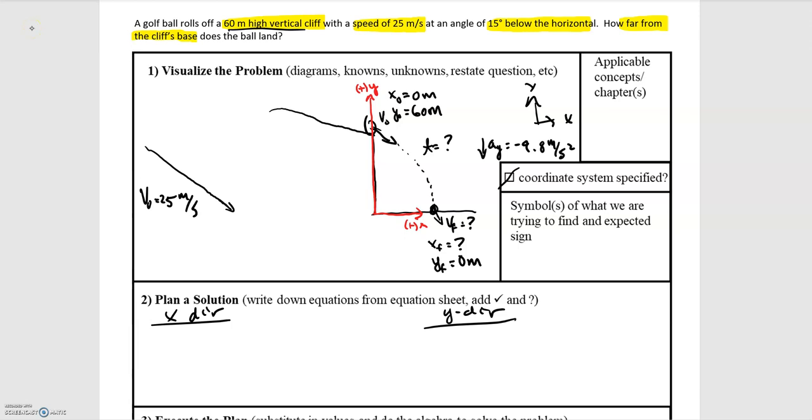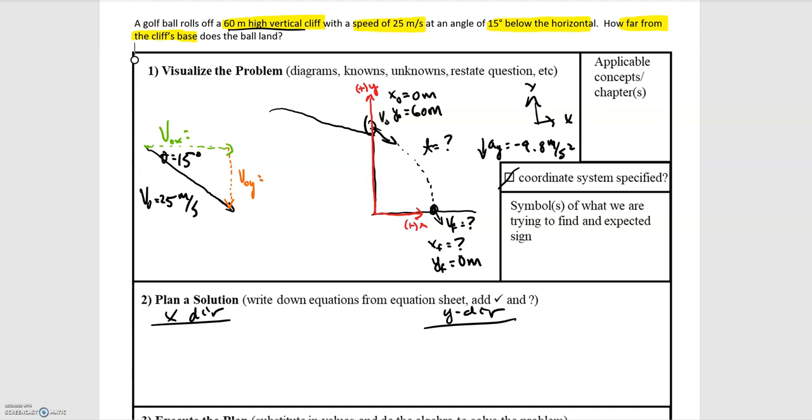Our next step is to draw our initial velocity diagram and break it up into its x and y components. So starting from the tail, we draw our x component. That's v0 x. And then from the tip, we draw our y component downwards. And that's v0 y. Okay, and now we're going to draw our angle. We are 15 degrees below the horizontal. So that angle is 15 degrees.